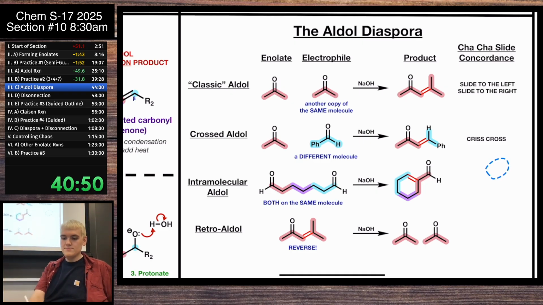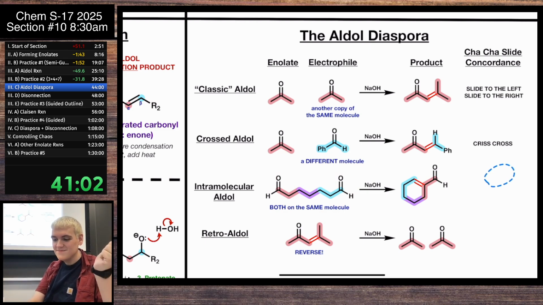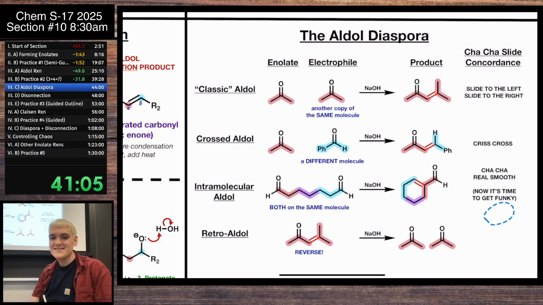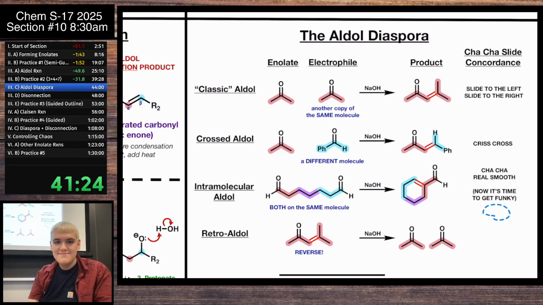Then we have the intramolecular aldol. So our carbonyl, like enolate, is going to be on the same molecule as our electrophile. And this one has two parts to the cha-cha slide concordance, which I think is just fun. So one is, last time to get funky, and then the other one is, cha-cha real smooth, and it's kind of doing a little dance and folds into a ring. And then finally, we can do the retroaldol. So this is a completely reversible reaction, and so we can drive the reaction the other way. And we're going to talk a little bit more about the retroaldol in a minute.